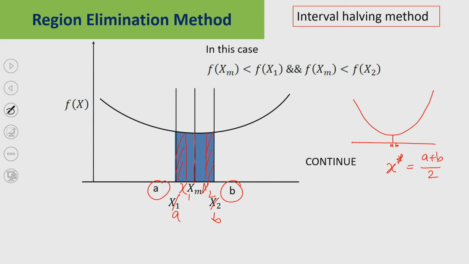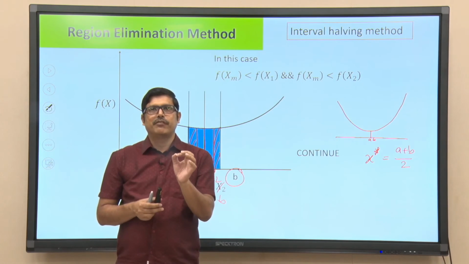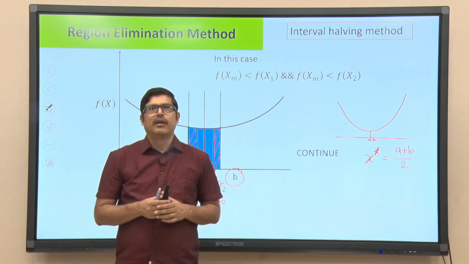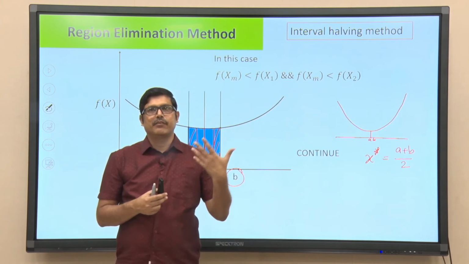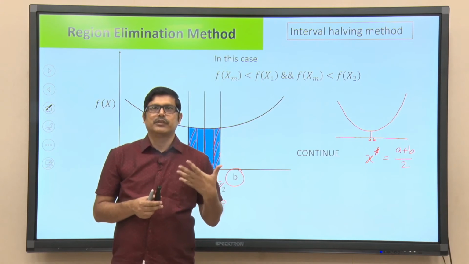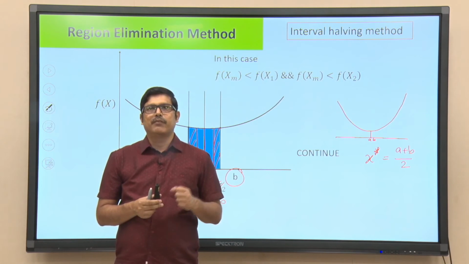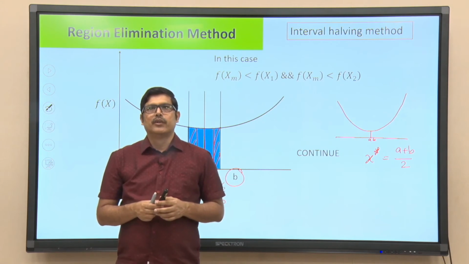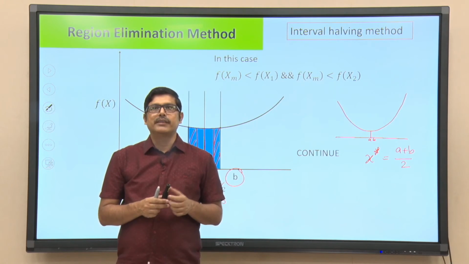So, what we are trying to do is eliminate the region in every iteration, and finally we will get a very narrow strip. If it is reasonably small, maybe 10 to the power minus 3, or 10 to the power minus 6, or 10 to the power minus 12, depending upon what precision you need, and if it is acceptable, then we can say that the optimal solution is A plus B by 2. This way, we are eliminating the region where the optima is not there.